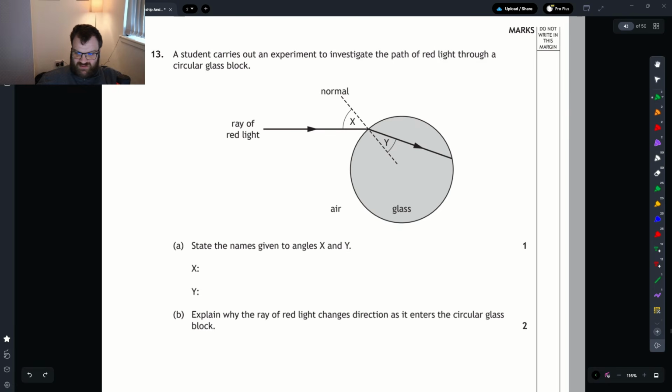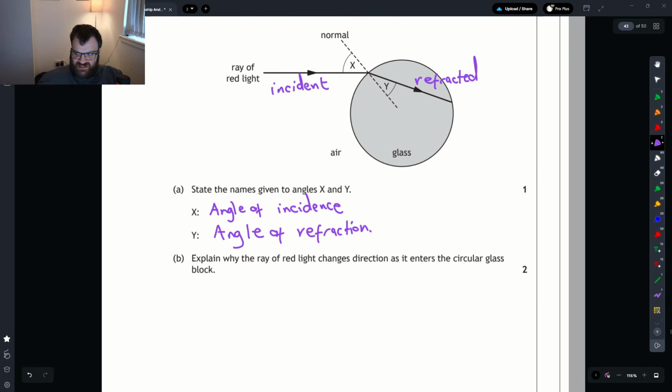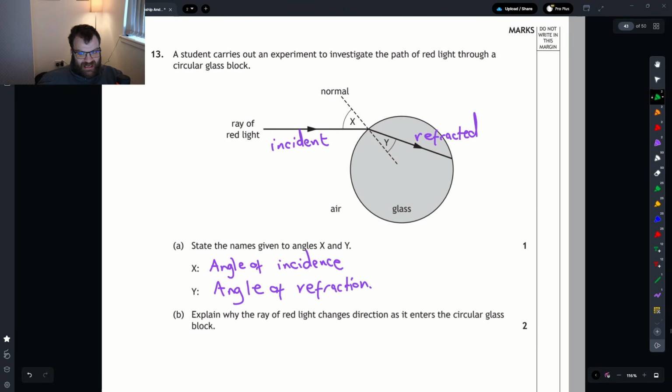And this next one, we're asked about the different angles involved. We have the incident ray, which is the one coming in. The angle between the incident ray and the normal is the angle of incidence. And then the ray, as it's passed through and changed direction, that is your refracted ray, which is the angle of refraction. Right, why is it changing direction? Well, when it travels into a denser object, it's going to slow down.